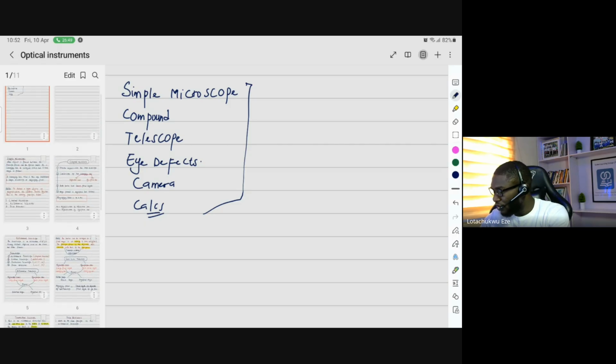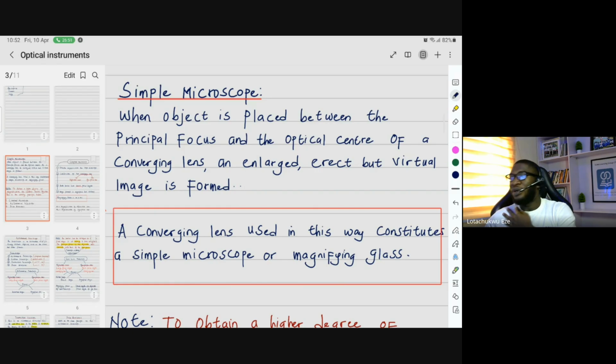So now the first one is your simple microscope. All right. Now, the simple microscope is more like what we know already.